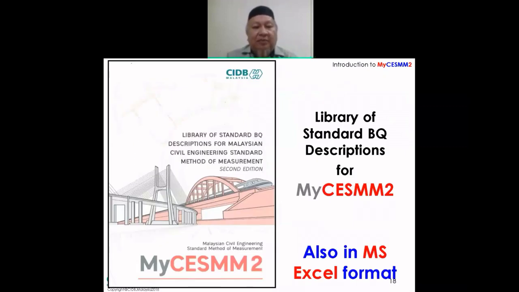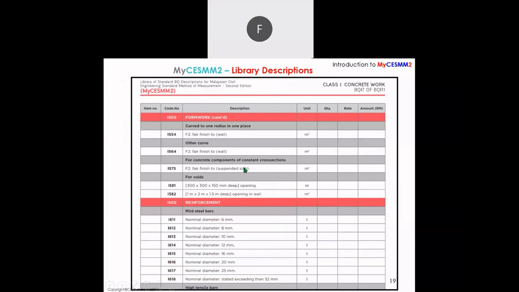Okay, next is, they call it the Library of Standard BQ Description for Mycesmm. And also, this item is available in MS Excel format. But this MS Excel format is normally given to you if you attended any of these Mycesmm 2 courses at IEM or anywhere else. And if you open up this book, the library description, this is how it describes. You see, a lot of it is single liner, rather than like a paragraph.